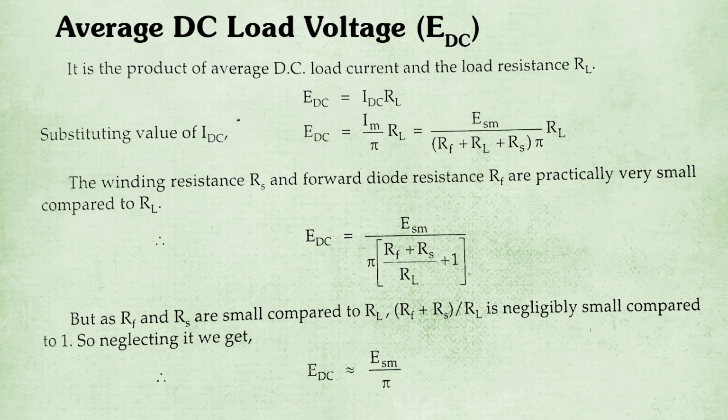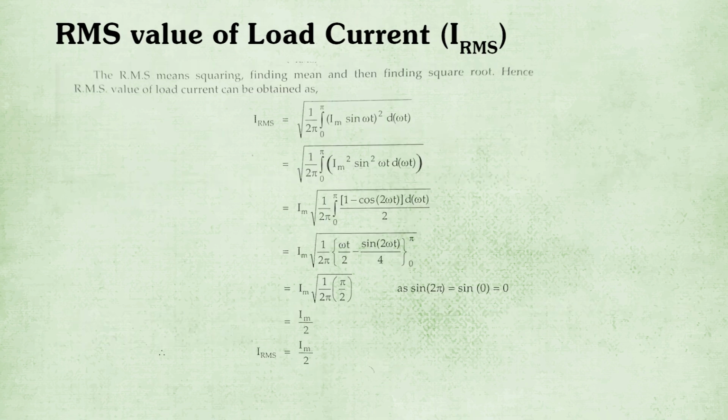So, the winding resistance Rs and forward diode resistance Rf are practically very small compared to RL. Hence, EDC will be equal to ESM upon pi multiplied by Rf plus Rs divided by RL plus 1. But as Rf and Rs are small compared to RL, Rf plus Rs divided by RL is negligibly small compared to 1, so it can be neglected. So, the approximate value of EDC will be equal to ESM upon pi.